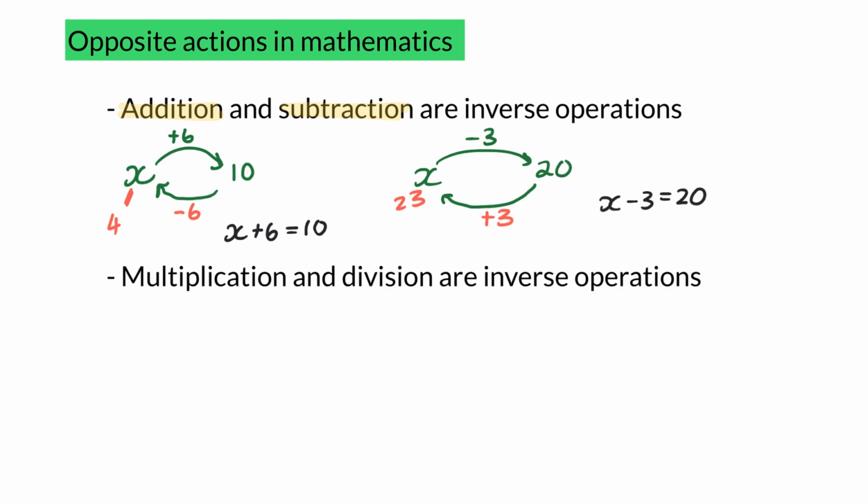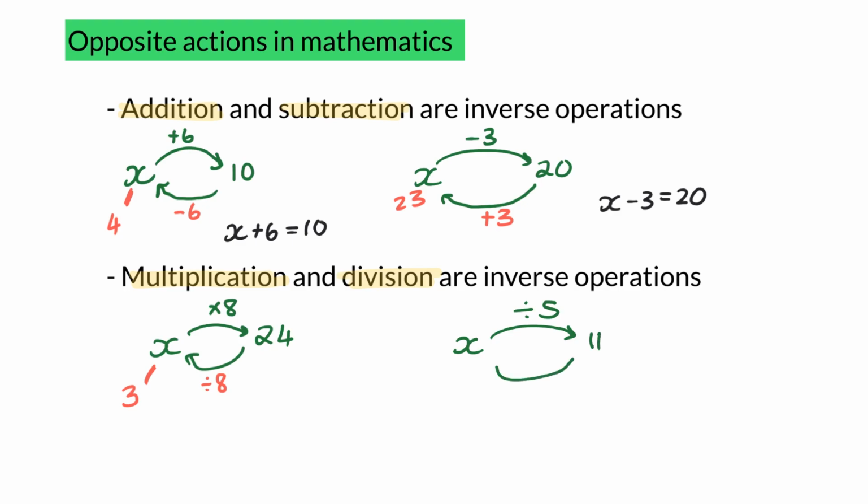Other opposite actions that you may know of are multiplication and division. Let's look at some examples of these. If I start with x and I multiply it by 8, I get an answer of 24. If I want to find out what x is, I can do the opposite action, dividing by 8, and 24 divided by 8 gives me 3. So x is 3. And an example of division: if I start with x and divide by 5 and get 11, the way to find out x is doing the opposite action, multiplying by 5, and 11 times 5 gives me that x is 55.